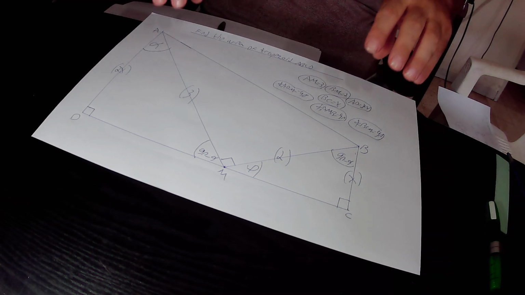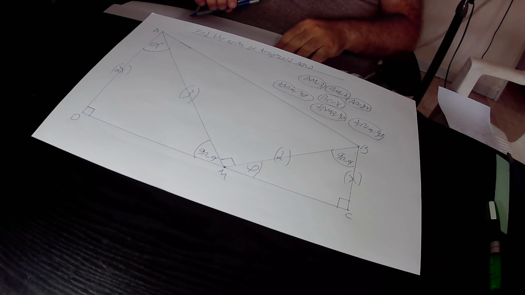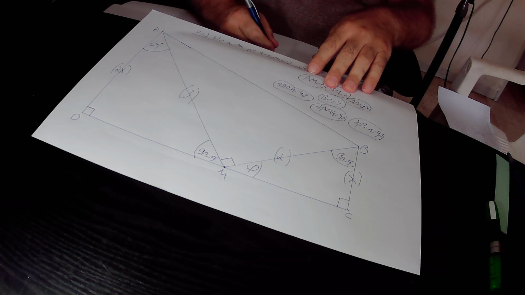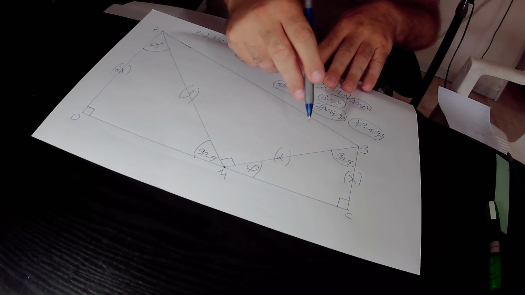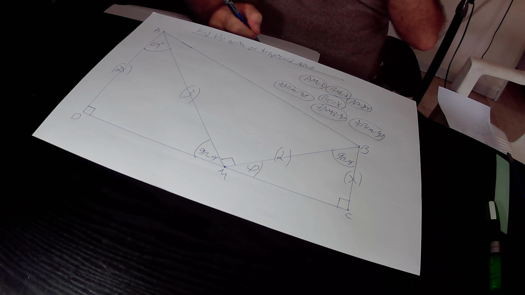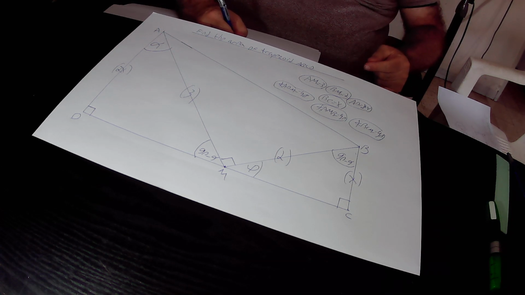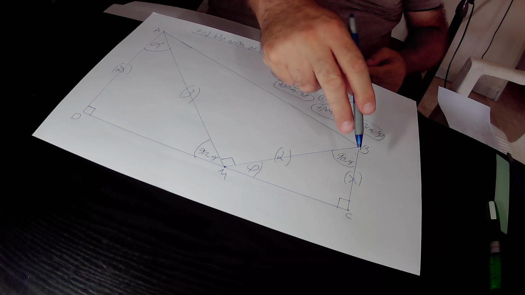And for the fact that those two right triangles are similar to each other, the following relationship exists between their sides. Side AD of this right triangle ADM over side MC of this right triangle MCB is equal to side DM of this big right triangle ADM over side BC of this small right triangle BCM.